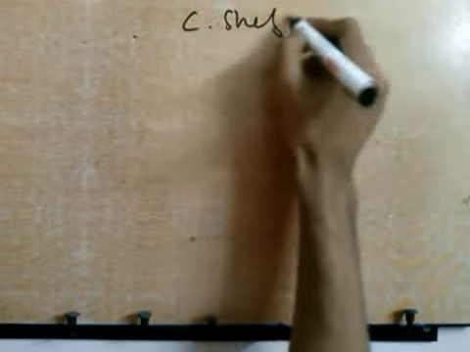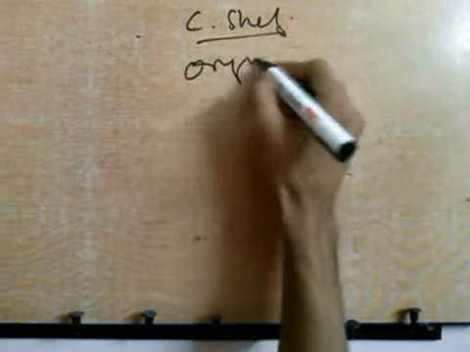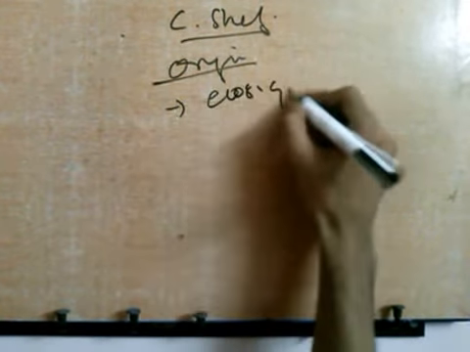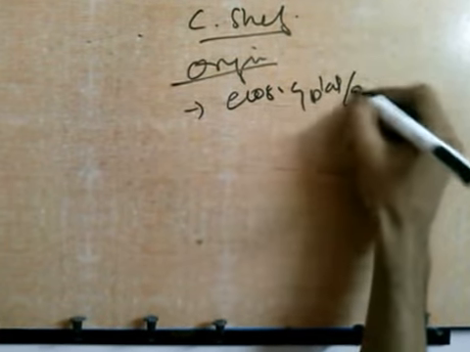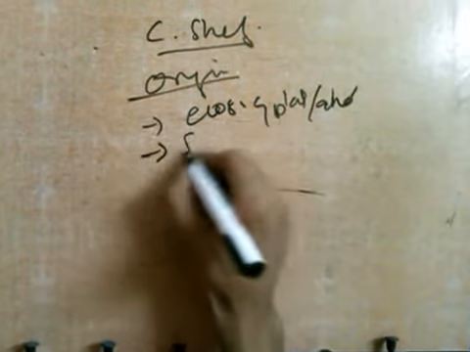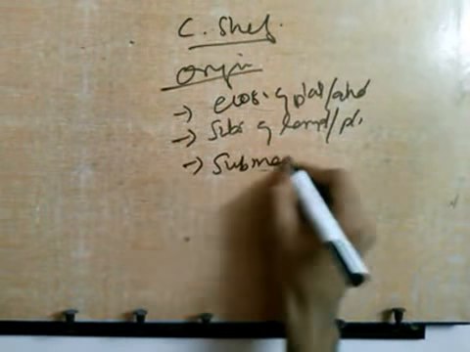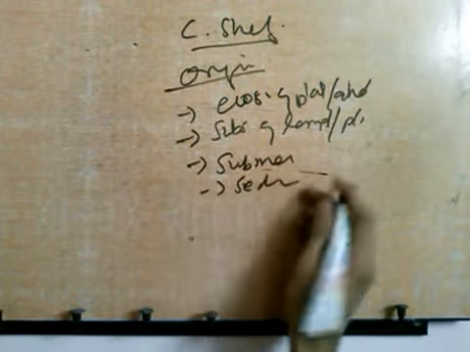First, continental shelf. First we are going to see the origin. How did the continental shelf originate? Origin is due to erosion of plates, land, subsidence of land mass or plates, submergence, sedimentation. So there are various theories, all telling about the origination of the continental shelf.